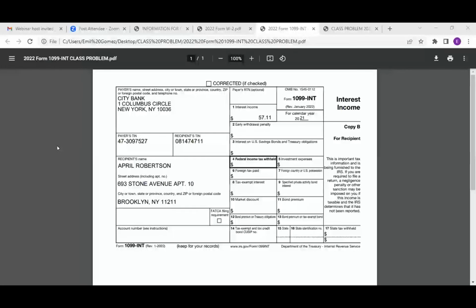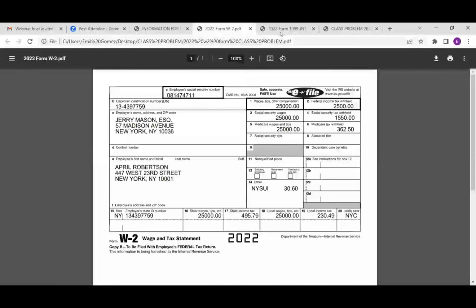Now, take a look at both documents. Does somebody see something unusual when they look at both documents? Answer in the chat, please. Tell me what you see that you might think is unusual in the documents. I'll give anybody a slice of virtual pizza if they can answer this. The address changed. That's right.